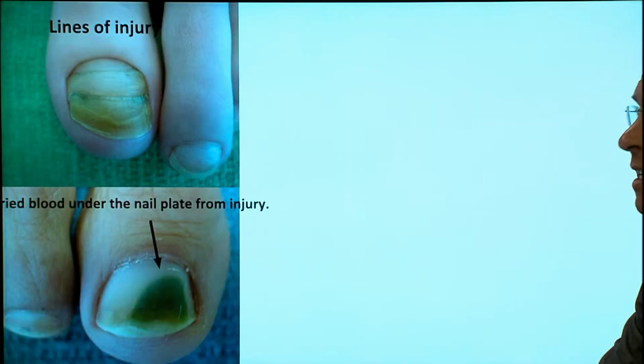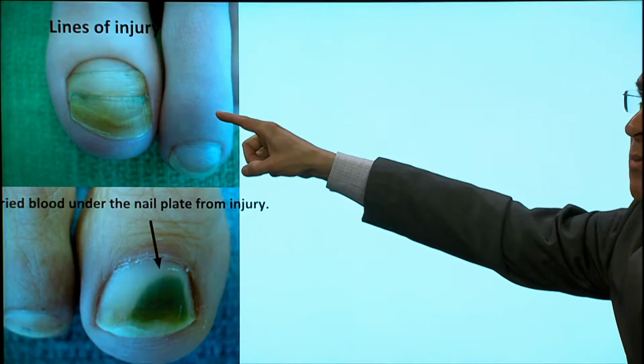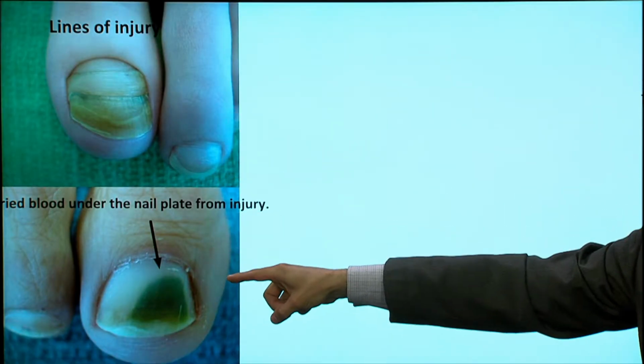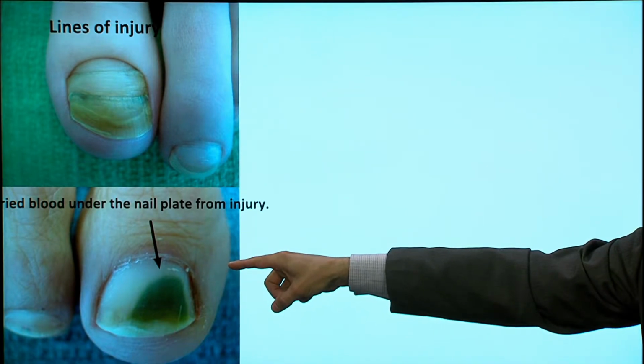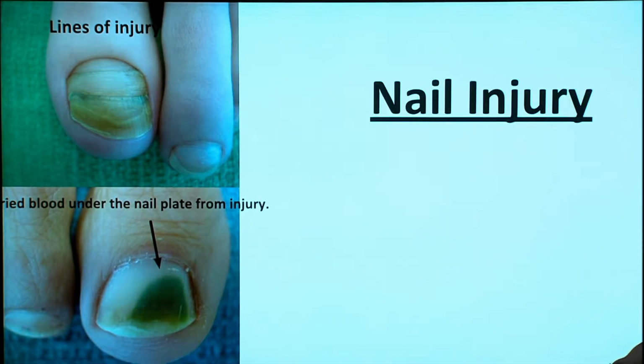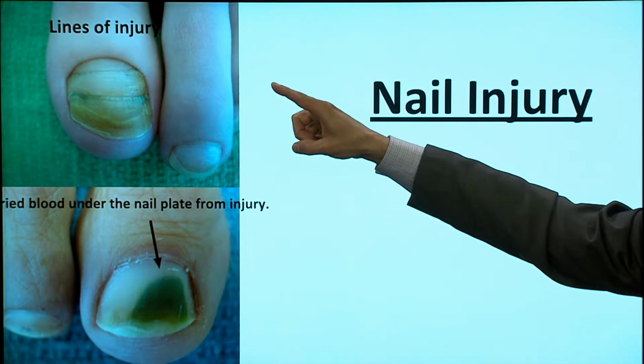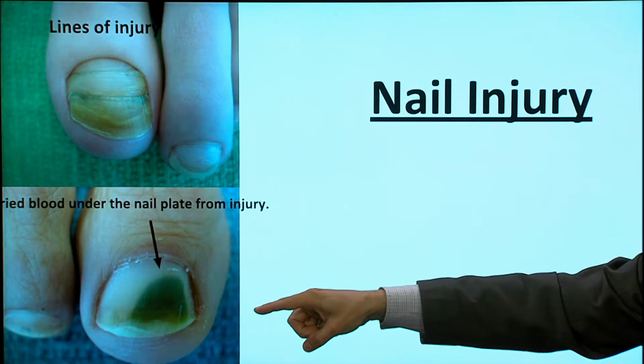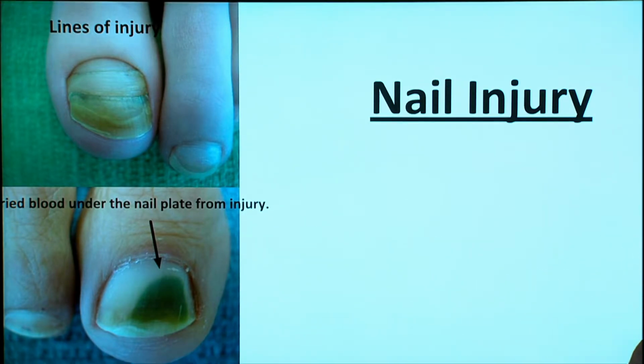Here's another nail issue. Okay, let's look at what happened here. See these two pictures here? This one here on top, see it has those lines, and here has some blood underneath it. Both of these, what do you think they're caused by? These are caused by nail injury or nail trauma. Basically that line is the area that was hit on this top picture, and this area is where the blood is underneath the nail. Okay, so how do you treat these areas?